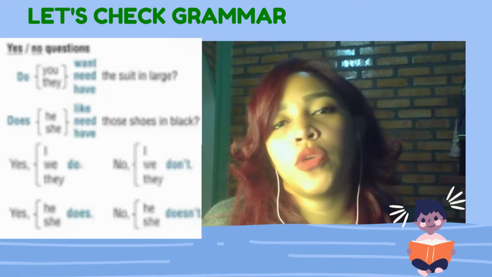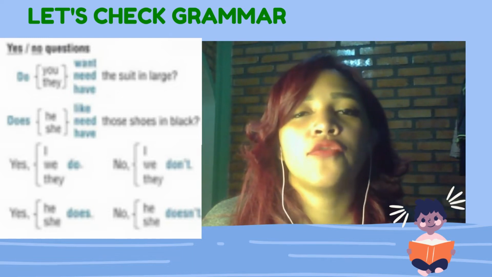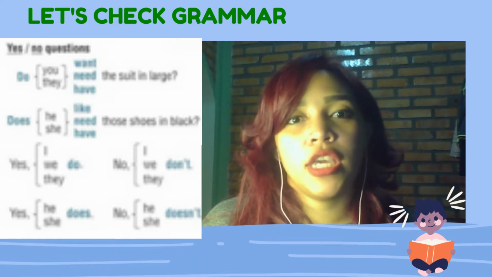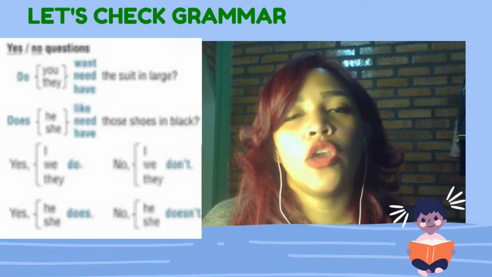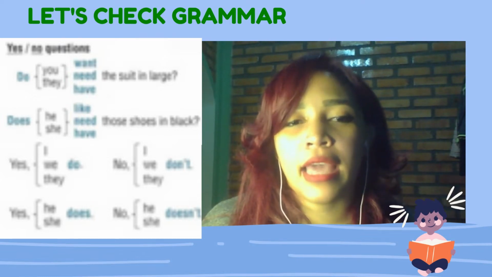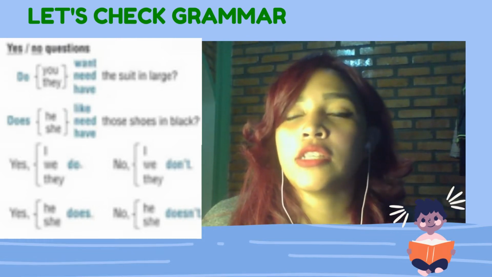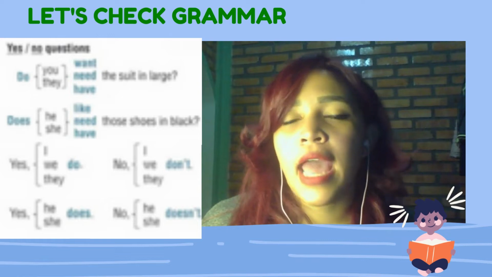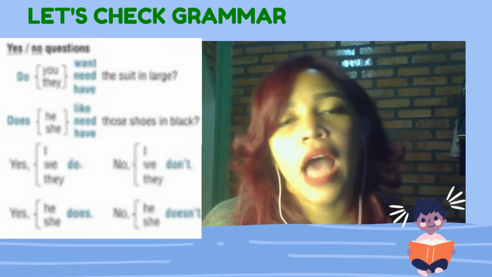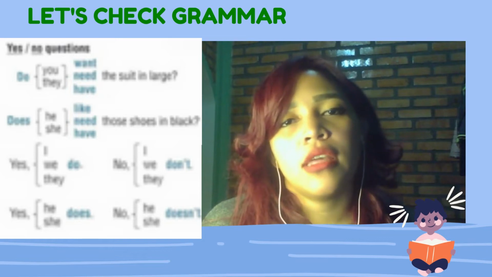For yes/no questions, we use the same principle. Do for the rest and does for the third person, he, she, and it. We're going to continue using the verbs want, need, have, and like. So let's try with that question. Do you need the suit in large? The answer could be yes, I do. Or yes, I need the suit in large.